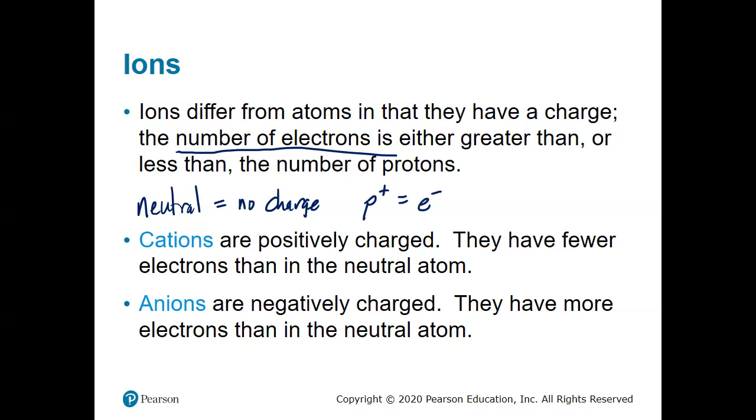So in all the previous examples, we dealt with neutral molecules. Neutral molecules being the ones that have no charge, and because of that, we were able to say that the number of protons equals the number of electrons. When we have a positively charged substance, we call it a cation. Cations have fewer electrons than protons.